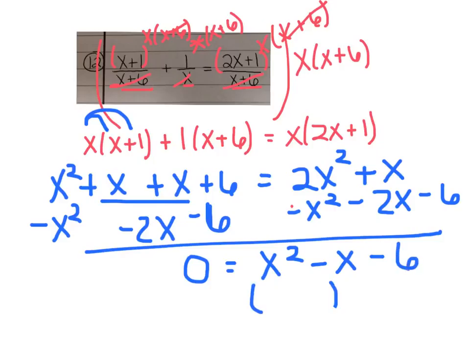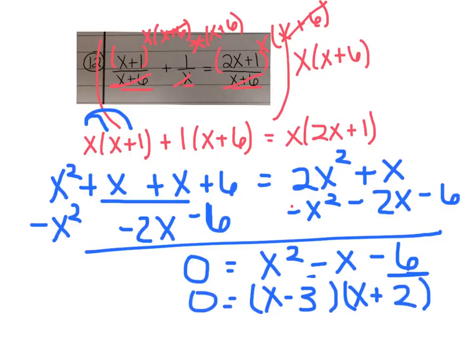And I can factor this down to see what my zeros are going to be. So right here, what can I multiply to get negative 6 but add to get negative 1? And that's going to be negative 3 and positive 2. Now, since we're trying to get 0, we want to know what will make these 0. And the only thing I can plug into that first one would be a positive 3. And for my second parenthesis, I have to put in a negative 2.